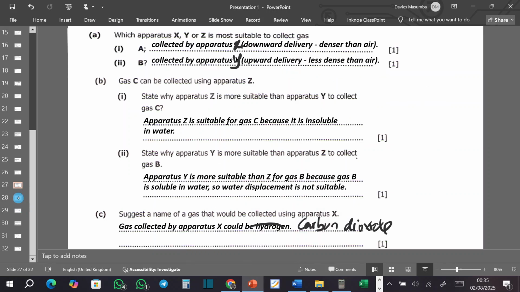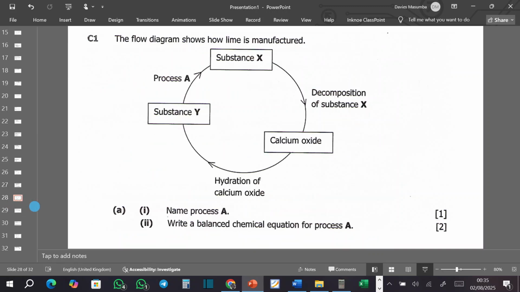Then we come to this one. The flow diagram shows how lime is manufactured. So this, we have been talking about lime. Now they've brought it in a flow diagram. So substance X gets decomposed to substance. So lime always starts with limestone.